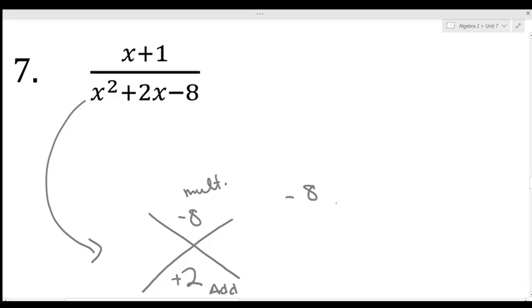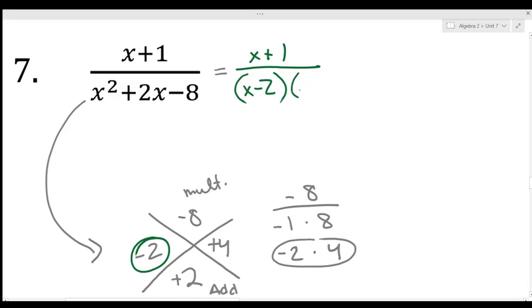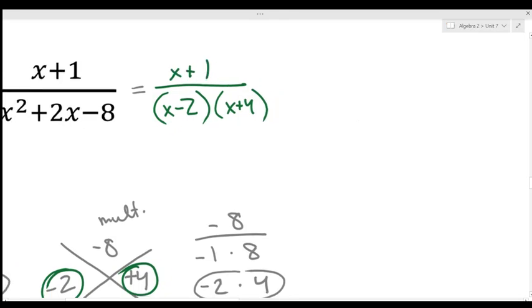So stuff that multiplies to negative 8, we have 1 and 8, we have 2 and 4. Now, because we have to make a positive number when we add, that means our small numbers are negative. So the pair that works is negative 2 and a positive 4. So when we factor this, we have x plus 1. That doesn't change up top. Over, now when we factor this, we get x minus 2, using that minus 2, x plus 4, using that positive 4. And now it's factored.